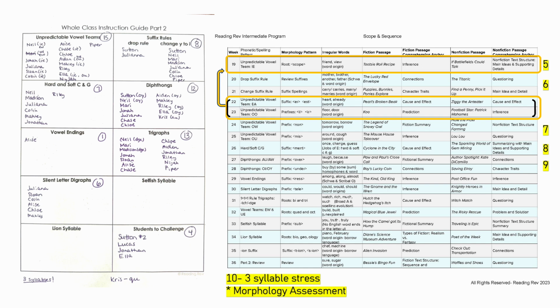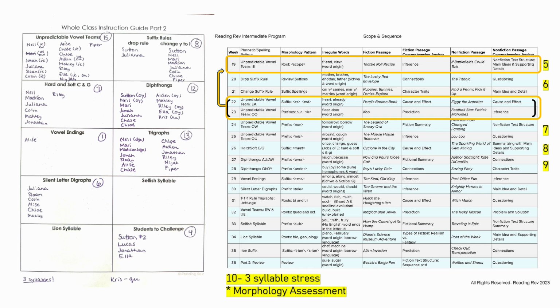Then I'm going to spend another week finishing up the unpredictable vowel teams and then moving on to hard and soft C and G. I'm going to do a review week for that and explicitly teach trigraphs, which 13 students needed. I also noticed that a lot of the students fell down in the words that had morphology and that were 3 or more syllables.